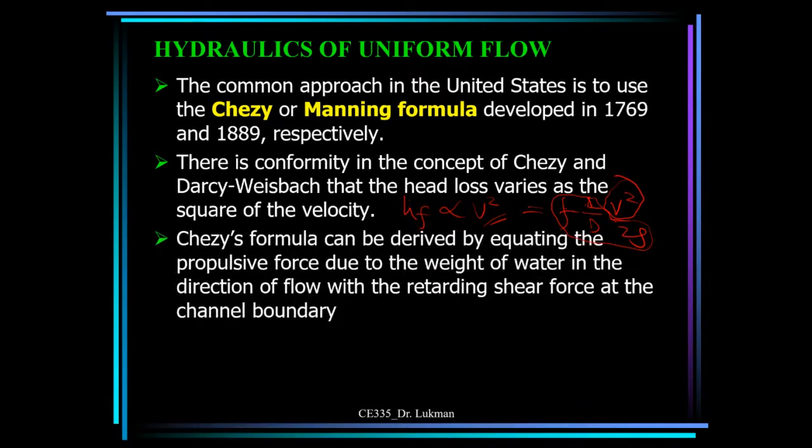And Chezy's formula can be derived by equating the propulsive force due to the weight of water in the direction of flow with the retarding shear force at the channel boundary. So simply, we apply the equilibrium equation, since the fluid is flowing with uniform velocity. When fluid flows with uniform velocity, it is still in equilibrium, and the summation of all forces acting on the fluid element will add up to zero.